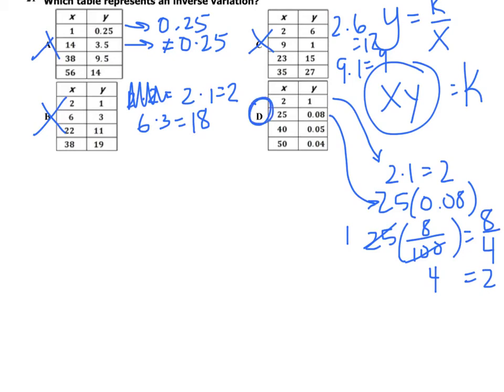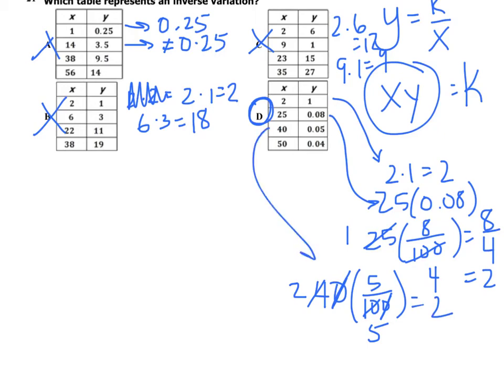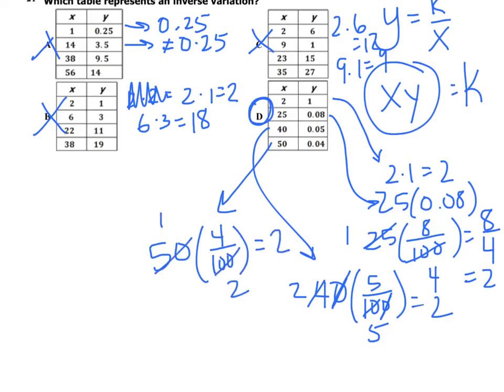40 times 5 hundredths. All right, well, I could knock off a 0. This would be a 2, this would be a 5. So this would be 5 over 5 times 2. That's 2. So that's that one. How about this one? 50 times 4 hundredths. 50 goes into 100 twice. 4 over 2 is 2. That's it. That's my inverse variation.